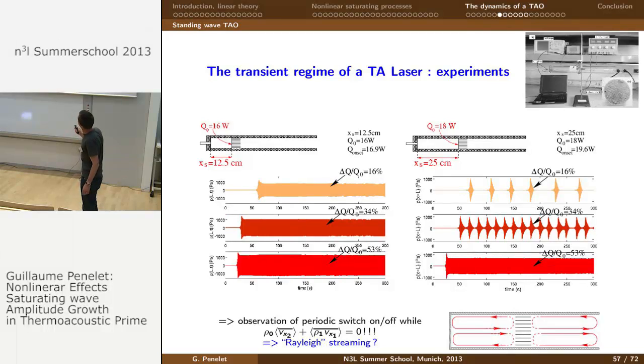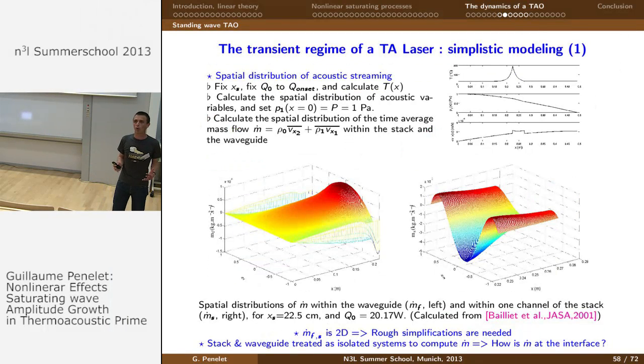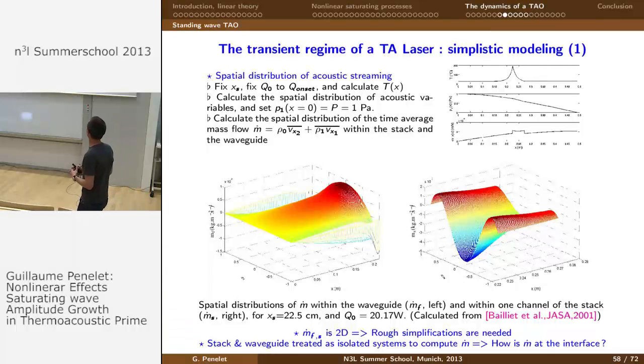I mean, if the stack is placed close to the rigid plug, we will simply have a steady state operation with a stable finite amplitude with an overshoot here. But if the stack is placed in the middle of the duct, we still observe this spontaneous onset and damping of the wave. But we do not have Gedeon streaming. So the question is, do we have Rayleigh streaming? So we have tried to describe Rayleigh streaming in this kind of device, but I need to be very brief.